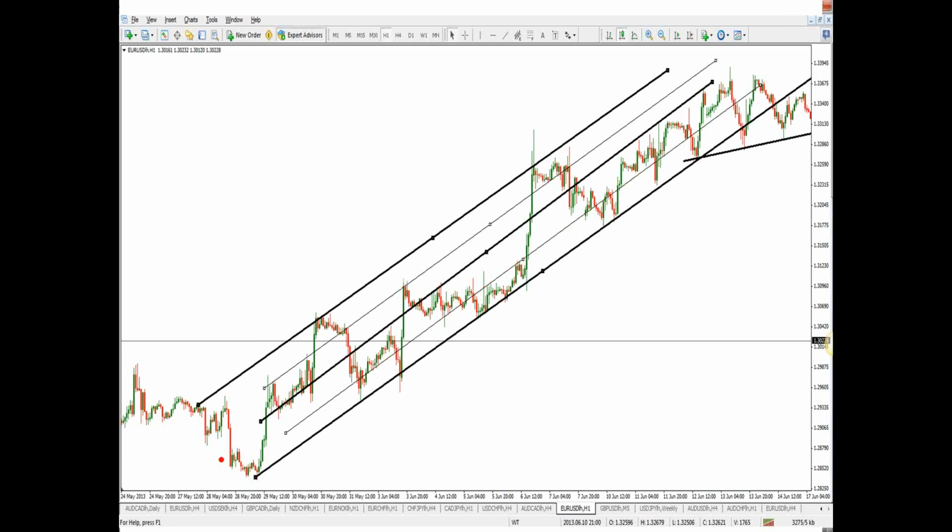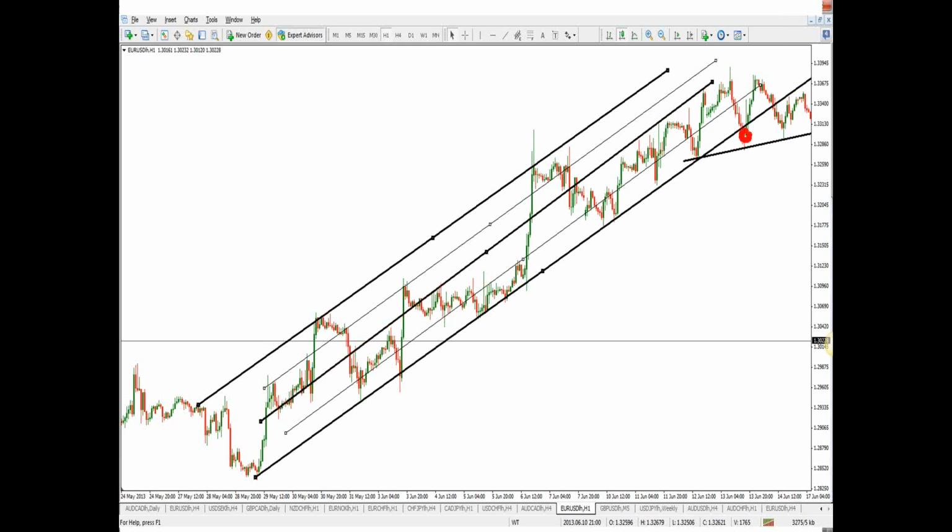Now the heart line, you can see price definitely using that as a support right here. You can see it kind of indicates nicely an angle as well. All right, so that's one way of looking at trend channels.